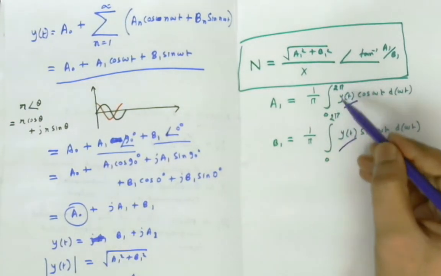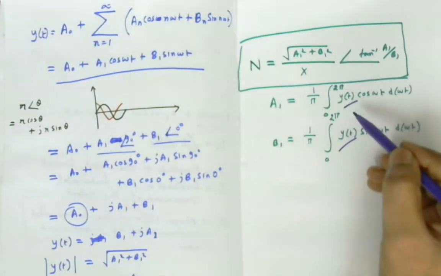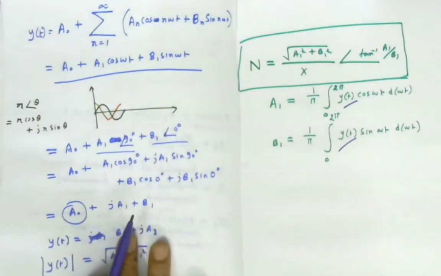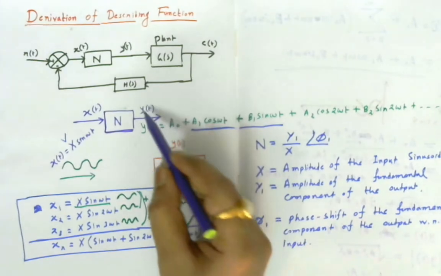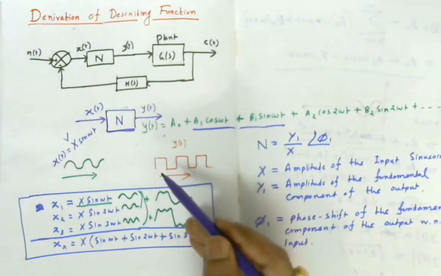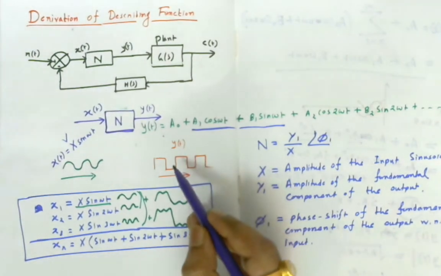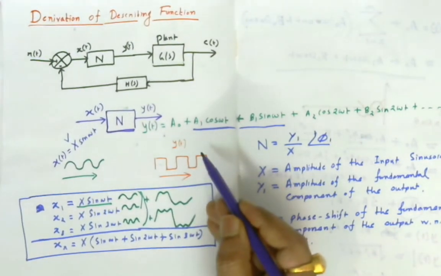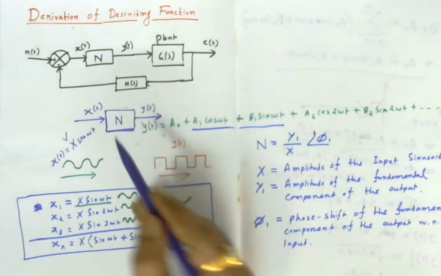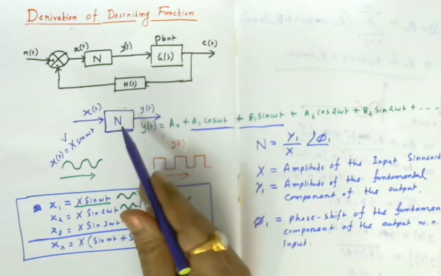What is not given to you is y(t). y(t) is the output waveform of the nonlinear element. As I have said already, in this case I have taken the example of a square waveform. But how do you make sure that it is a square waveform or a triangular waveform or a trapezoidal waveform? It must be periodic, and it depends on the type of nonlinearity.